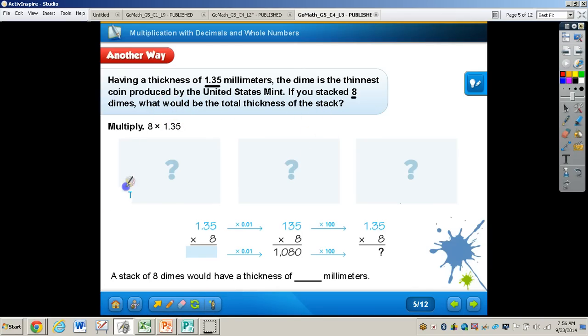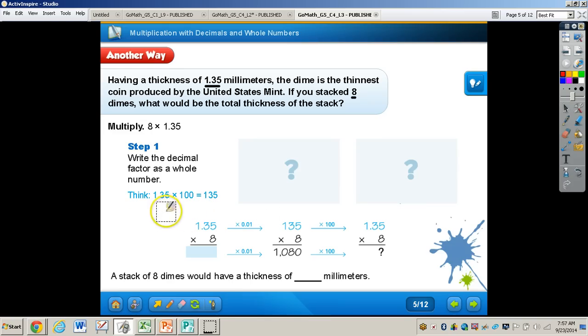So let's take a look at our steps. Okay, so step 1, write the decimal factor as a whole number. Okay, so what we need to think about is 1 and 35 hundredths.